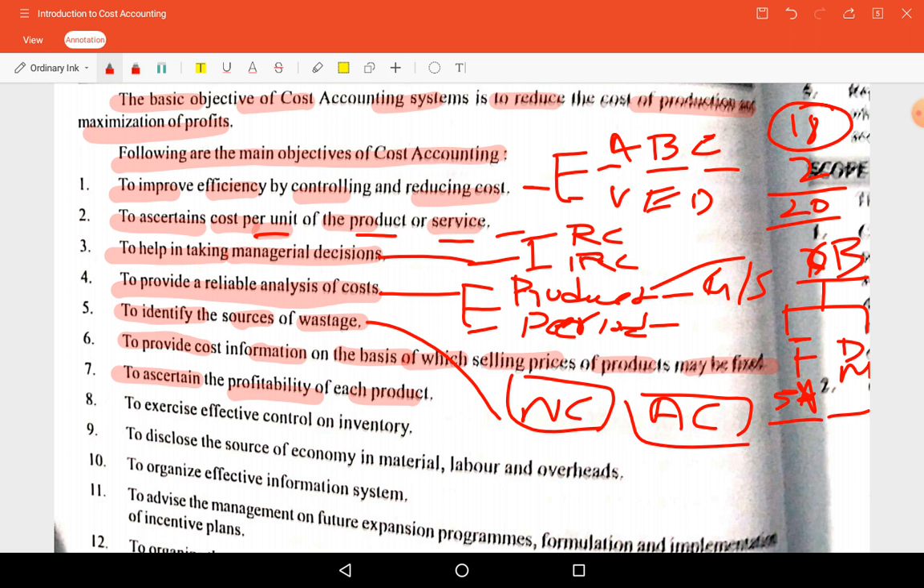Product wise, each product's profitability will be known in cost accounting, whereas the same cannot be done with financial accounting.